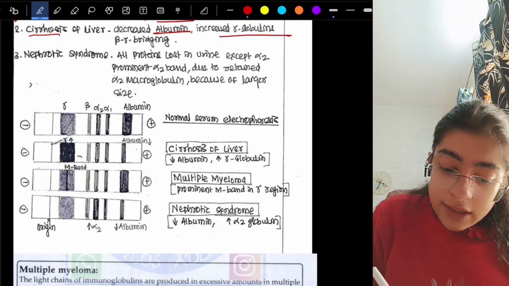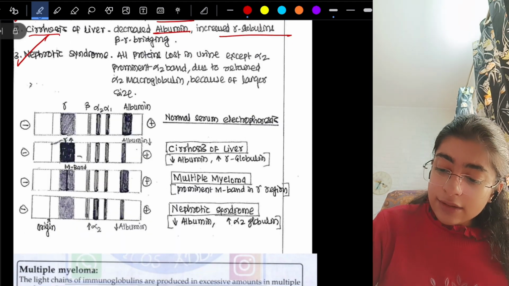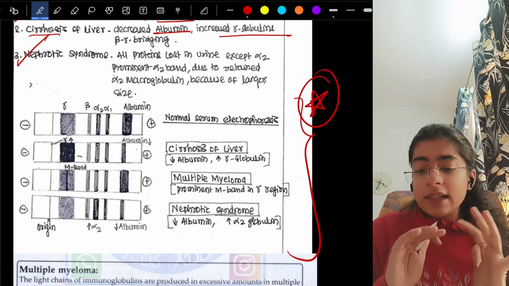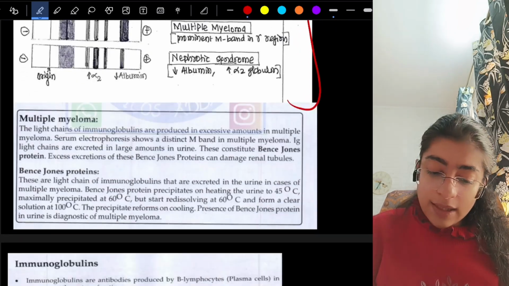Okay. Nephrotic syndrome, I have told you, increased excretion. So these are the electrophoretic patterns. These are very important. You need to learn this. There is nothing which I have to explain. If any doubts, you can ask me as well.